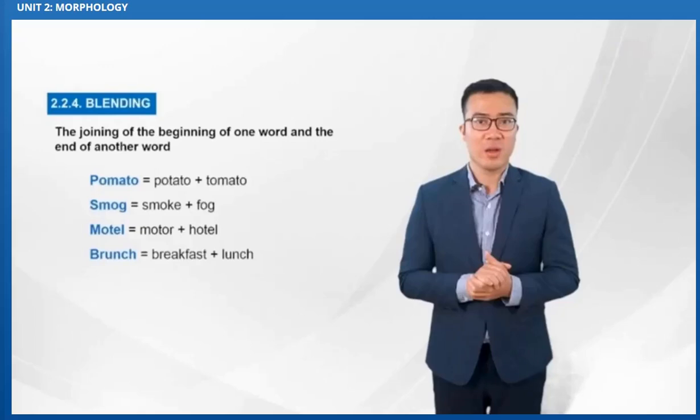The next word formation process is blending. Blending is the joining of the beginning of one word and the end of another word. For example, smog is a blend of smoke and fog. Motel is a blend of motor and hotel. Brunch is a blend of breakfast and lunch.